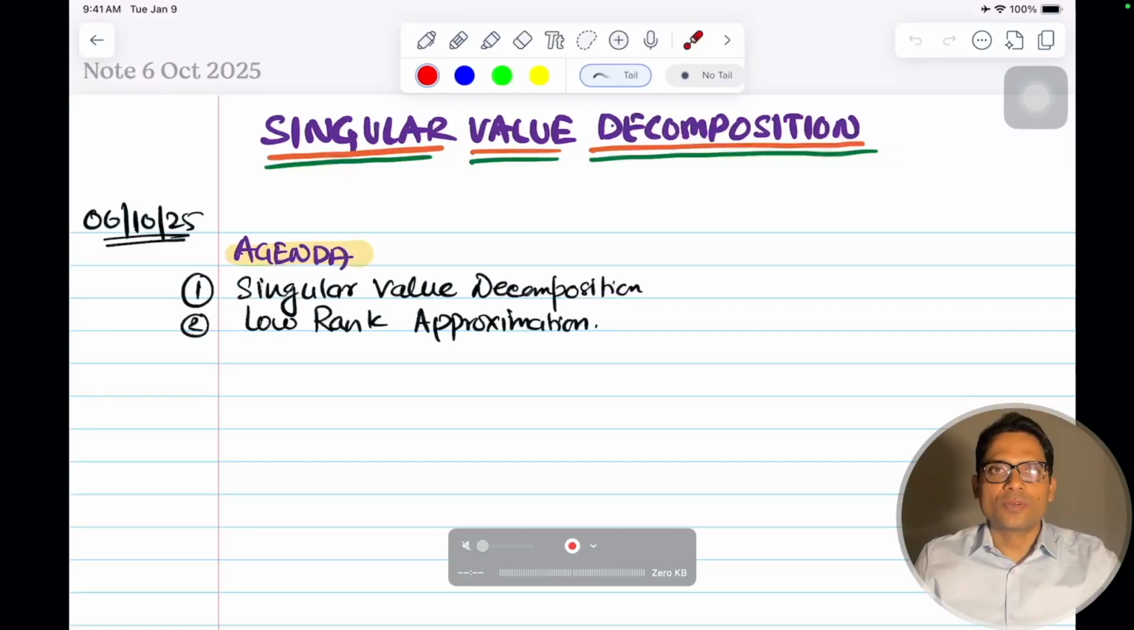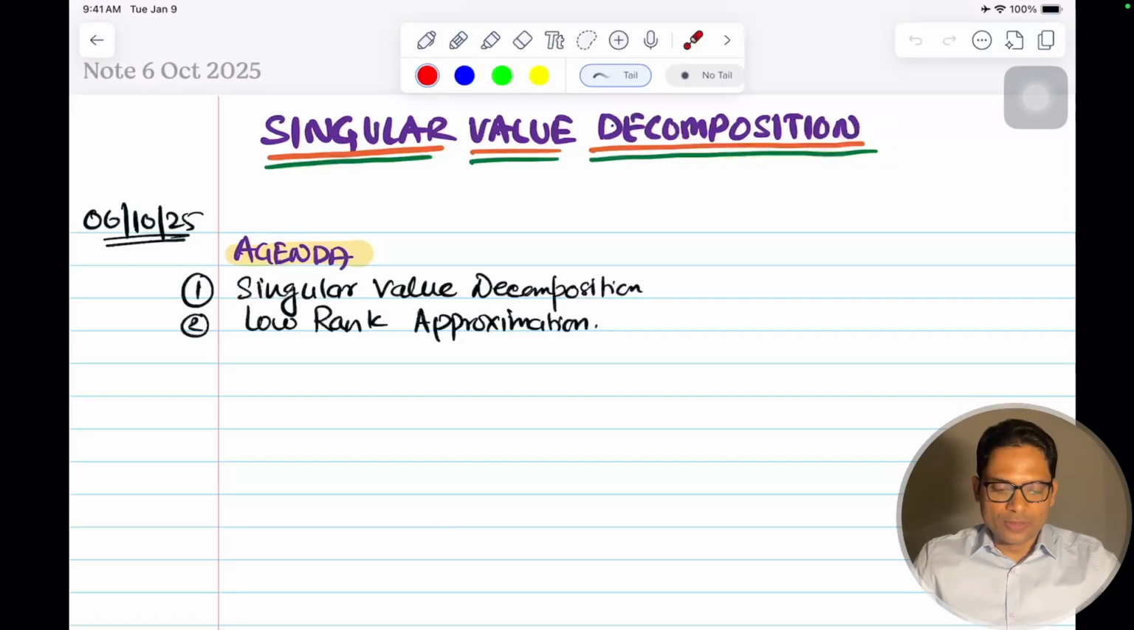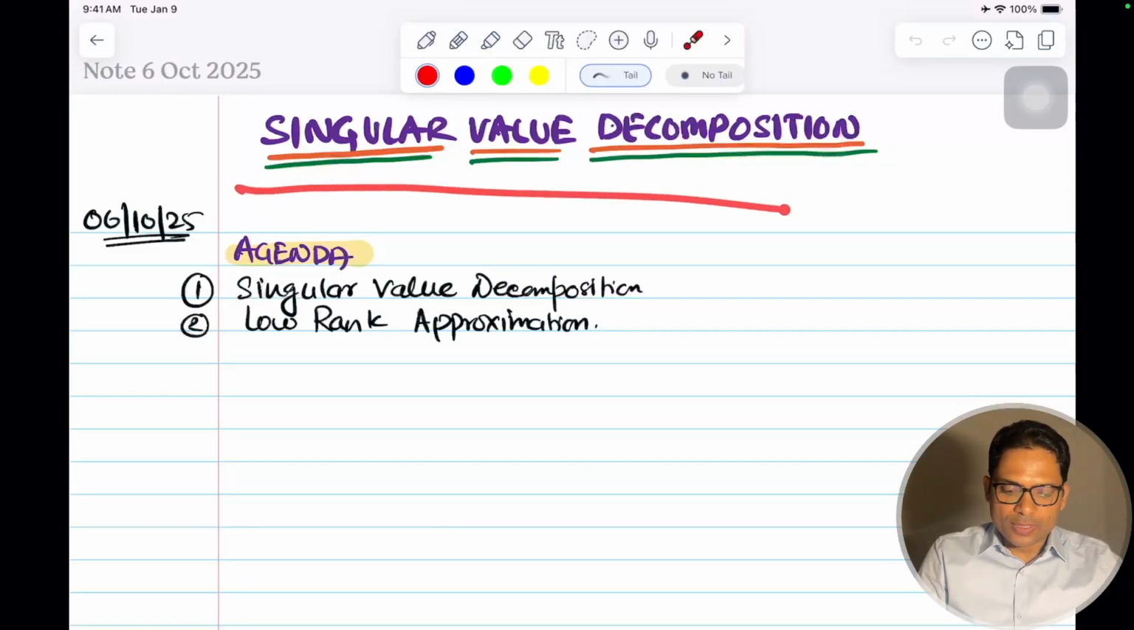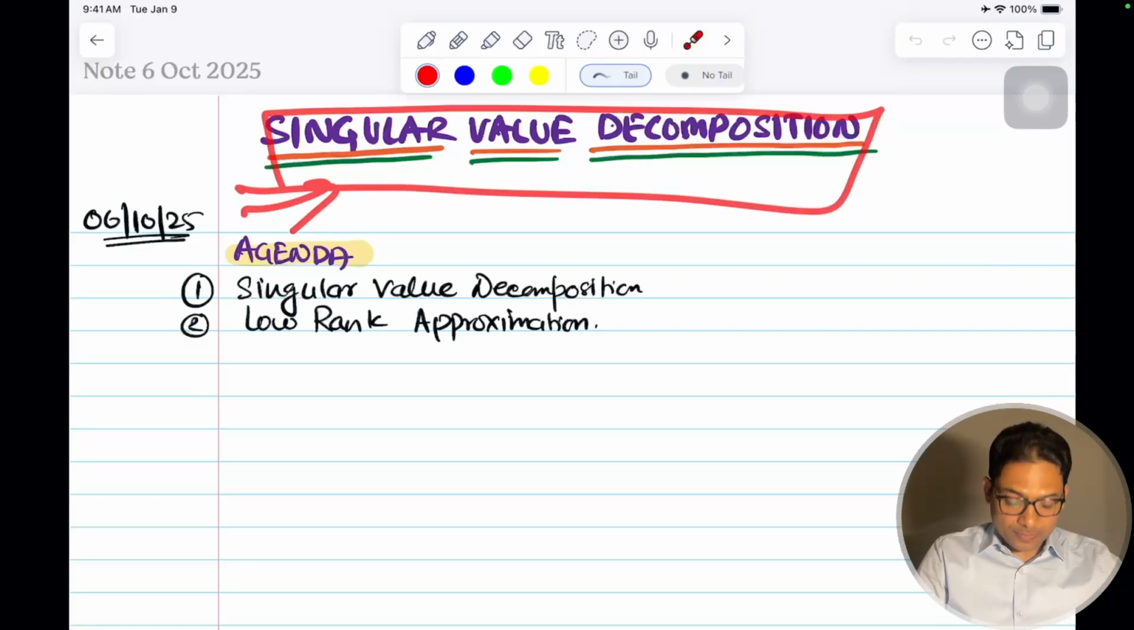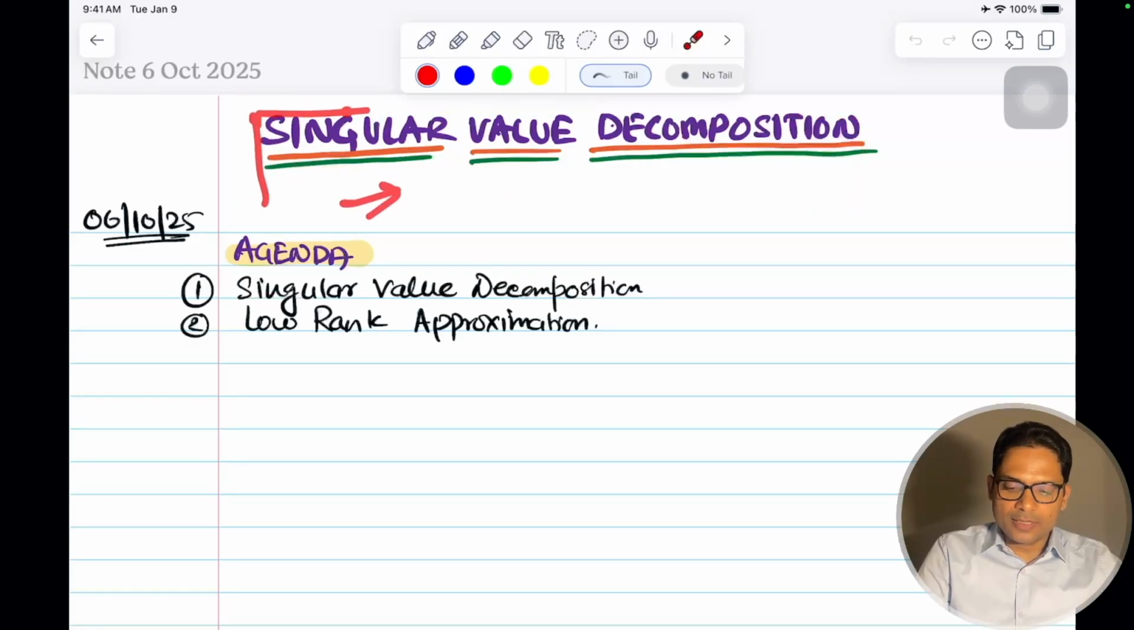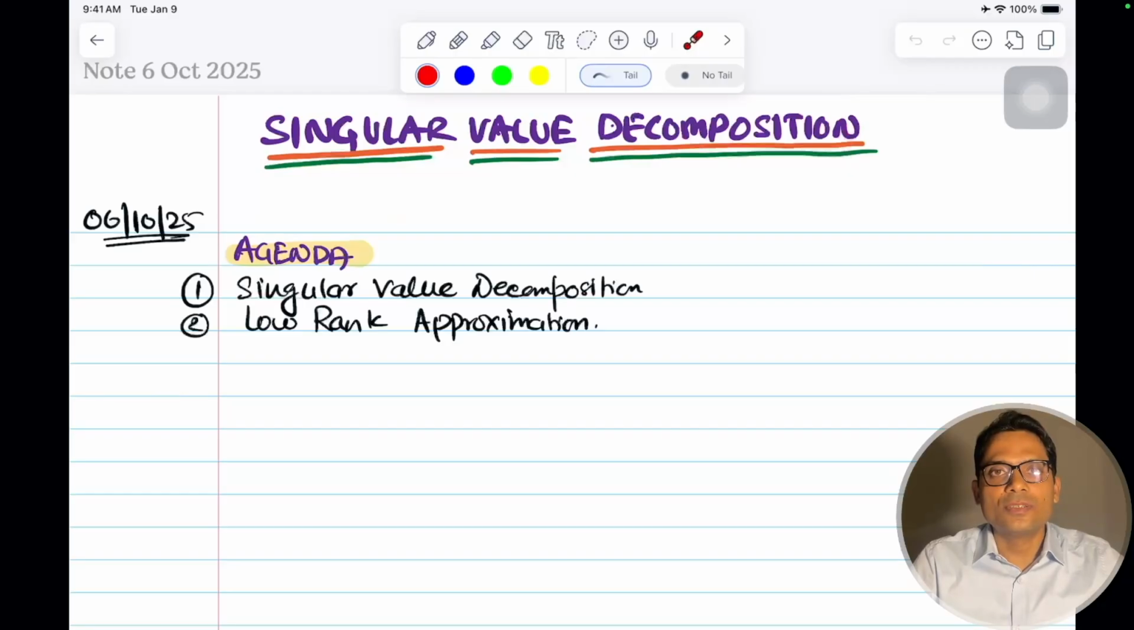In this video, we are going to discuss singular value decomposition. This is another important concept in machine learning. But there is a prerequisite for this. You must be aware of eigenvalue decomposition. If not, then watch my video on eigenvalue decomposition. I'll put the link of that video in the description.